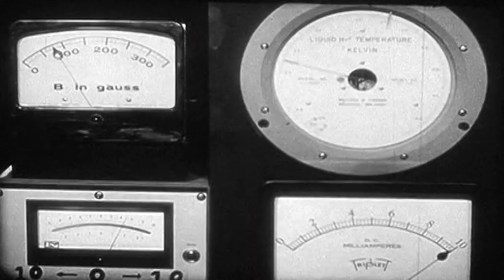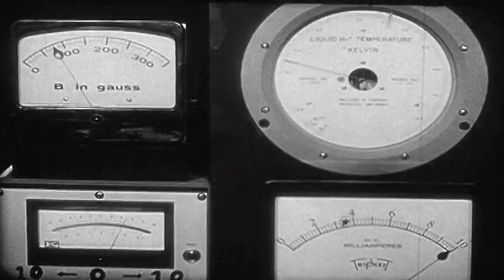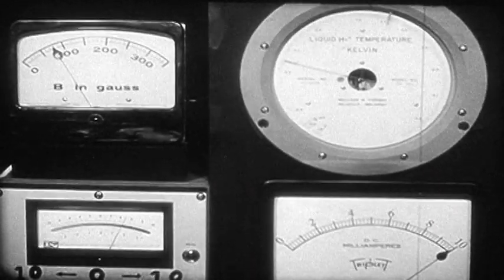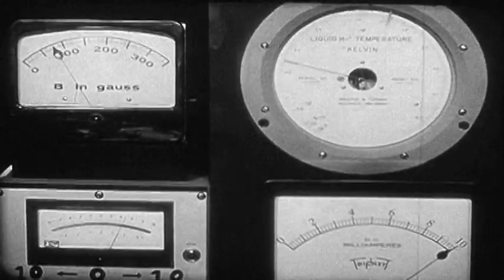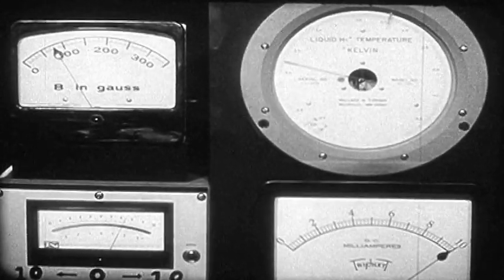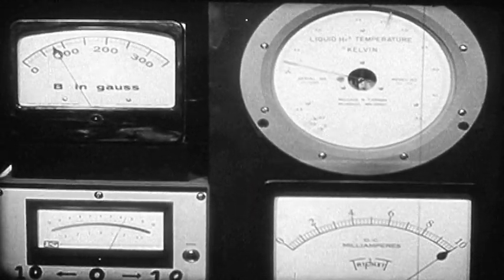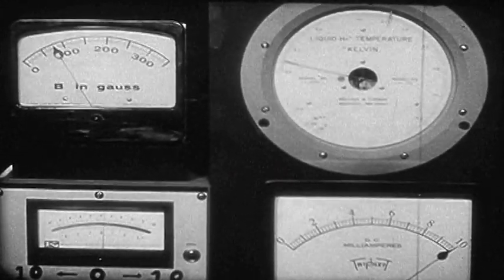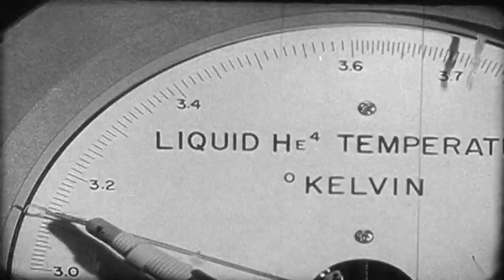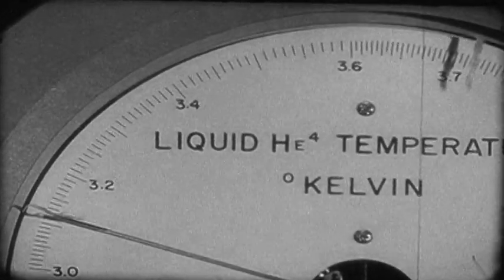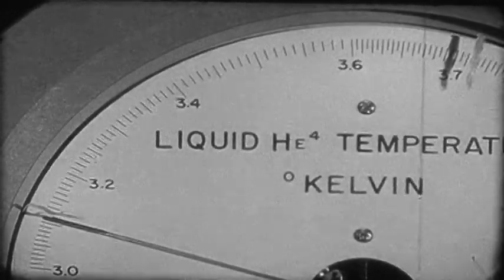As you can see by the motion of the thermometer needle, the temperature is falling. We are pumping on the liquid helium. Keep your eyes on the microvoltmeter. There. At 80 Gauss, the transition temperature of tin is 3.12 degrees Kelvin.